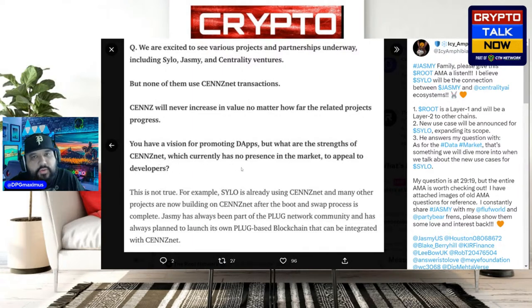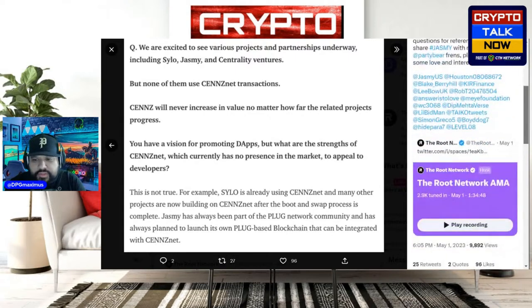I mean, that's a great question, right? So in response, they come up with this. It says, this is not true. For example, Silo is already using SENSNet, and many other projects are now building on SENSNet after the boot and swap process is complete. Jasmine has always been part of the Plug Network community and has always planned to launch its own Plug-based blockchain that can be integrated with SENSNet.